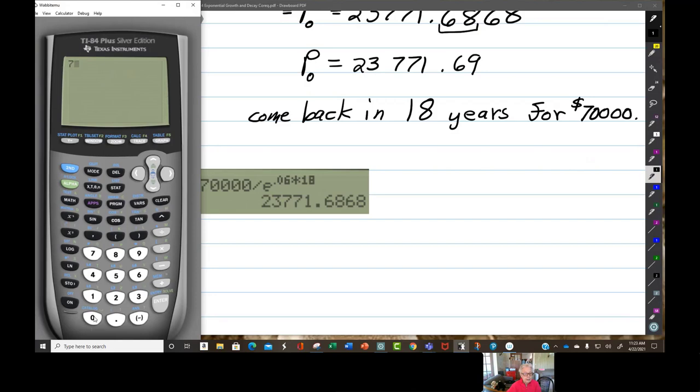All right, 70,000 divided by second ln. Now you've got e caret left parenthesis, 0.06 times 18, and you must close that parenthesis. Then we hit enter. Get the same exact answer.